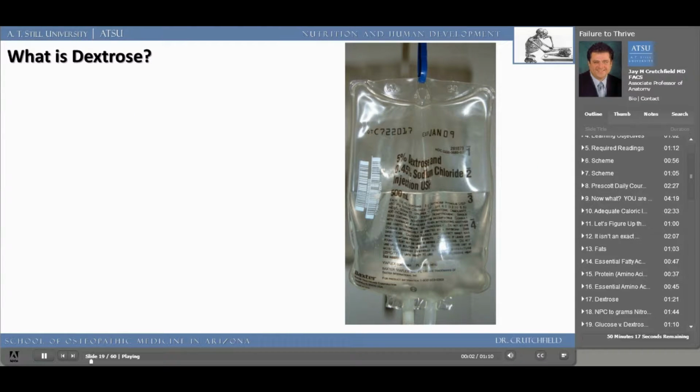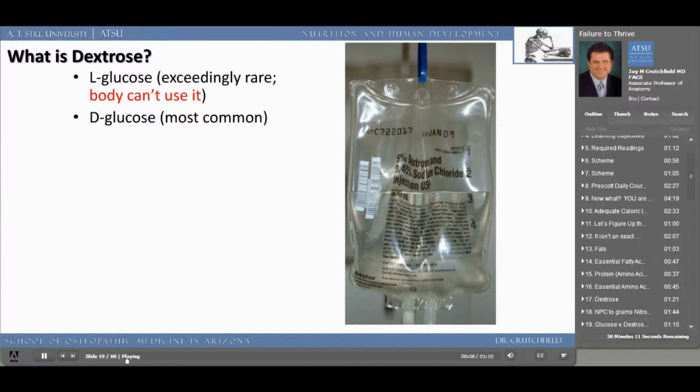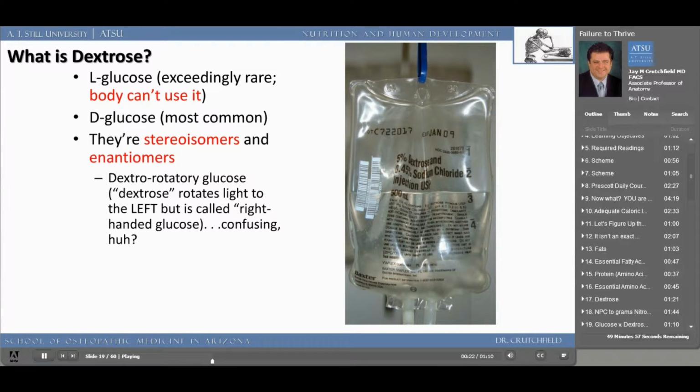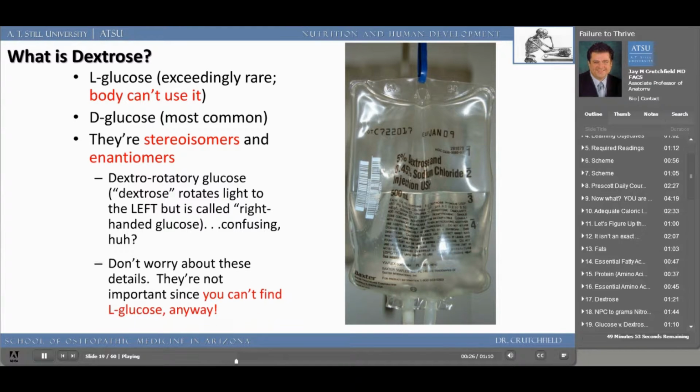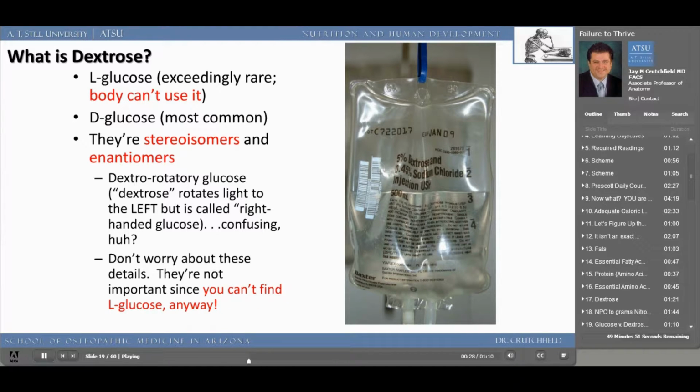So back to what I was saying about what's the difference between glucose and dextrose. D-glucose is most common, L-glucose is exceedingly rare, and we can't use it. There's stereoisomers and enantiomers, so don't get all of this confusing. We're not going to get lost in the details. All you need to know is that you can't really find levorotatory glucose anyway. Almost everything in nature is dextrose or D-glucose. That's what you're going to use in the hospital.